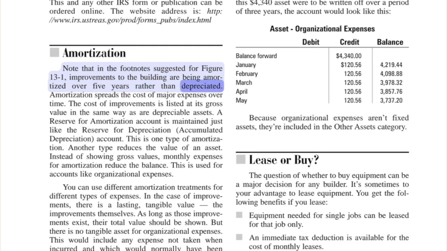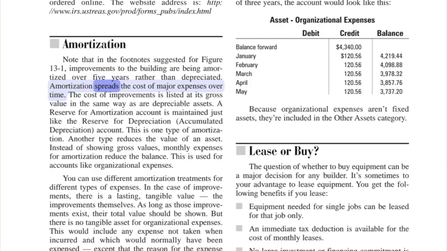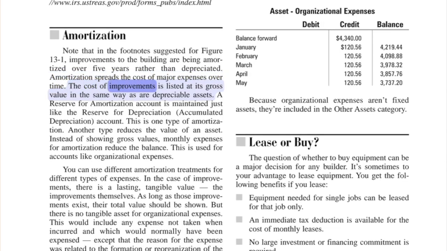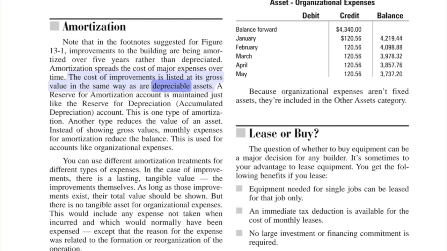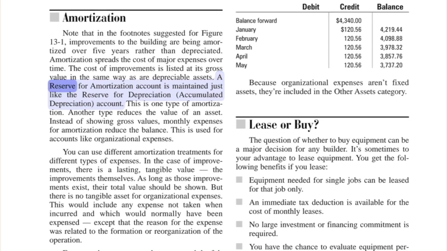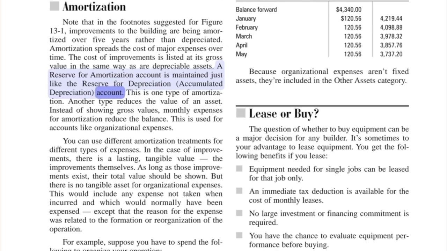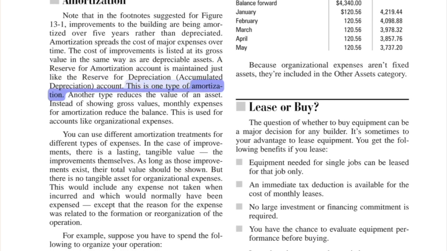rather than depreciated. Amortization spreads the cost of major expenses over time. The cost of improvements is listed at its gross value in the same way as our depreciable assets. A reserve for amortization account is maintained just like the reserve for depreciation account. This is one type of amortization.